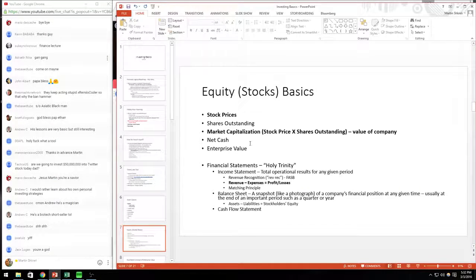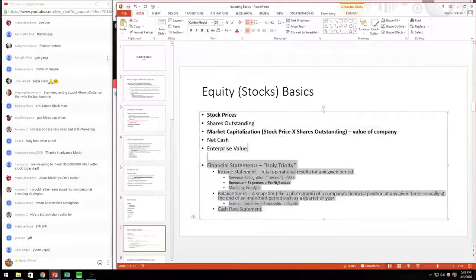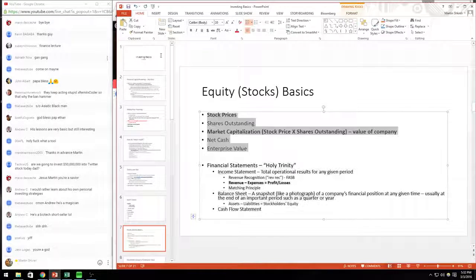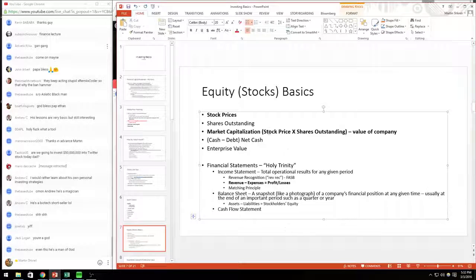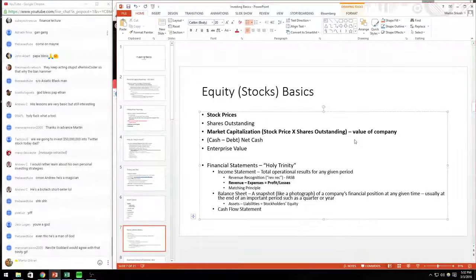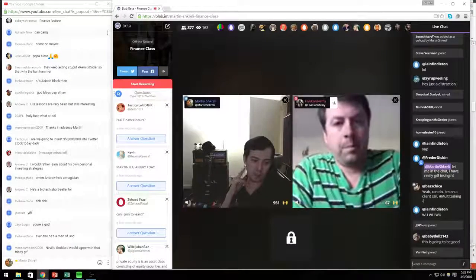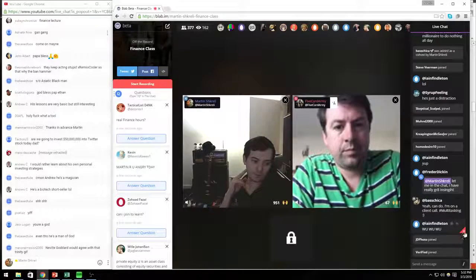So anyway, we talked about the 6 things that I look at: stock price, shares outstanding, market cap, net cash, and enterprise value. Net cash is just cash minus debt. That makes 6 things more or less, 5 or 6 depending on how you look at it. And that's the first 6 things I look at for any company whatsoever.